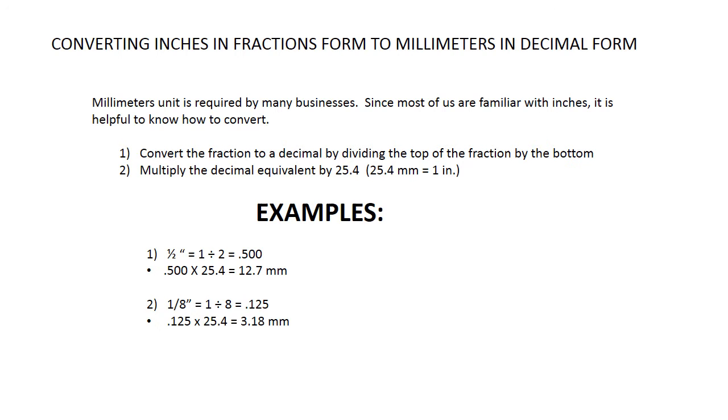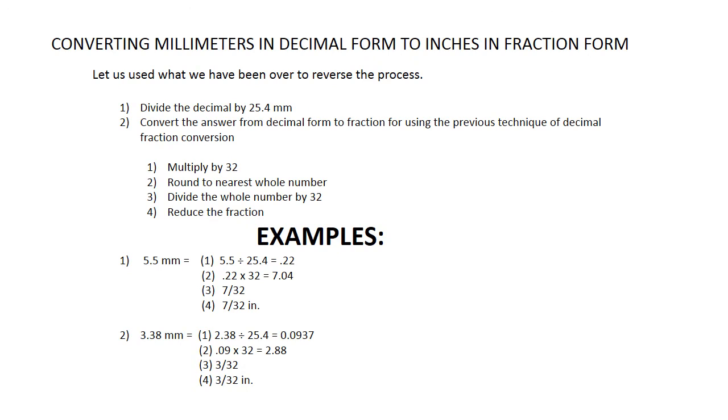Next, we'll be converting millimeters in decimal form to inches in fraction form. Divide the decimal by 25.4 millimeters. Convert the answer from decimal form to fraction form using the previous techniques in the decimal fraction conversion. Multiply by 32, round to the nearest whole number, divide by the whole number, reduce the fraction.